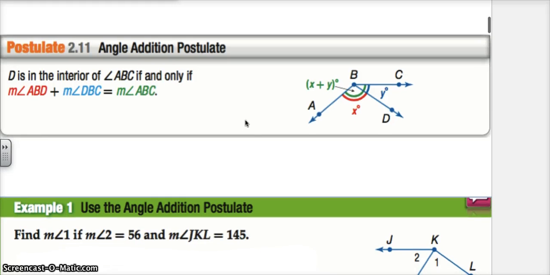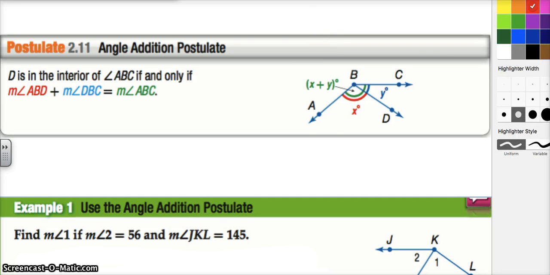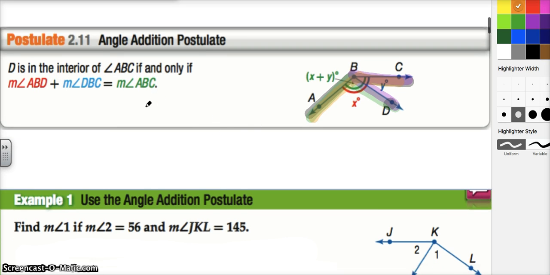The Angle Addition Postulate is one that I think we're probably going to use a lot. Basically it says, if you have this angle right here, and we'll call it angle ABC, and you have some random point D that is in the interior of angle ABC, then the measure of angle ABD plus the measure of angle DBC is equal to the measure of the whole thing, the measure of angle ABC. And that's what you see here. So we're talking about the measures of these angles adding up to be the measure of the larger angle.